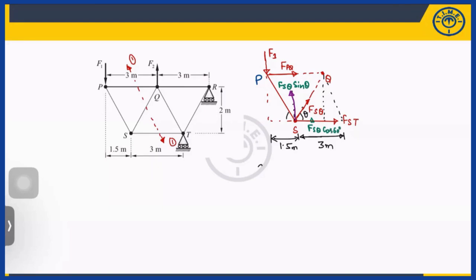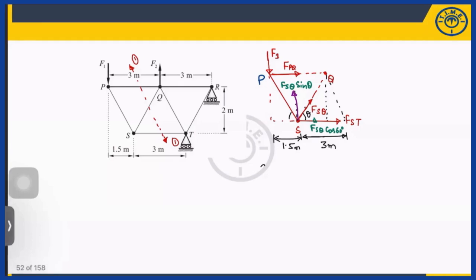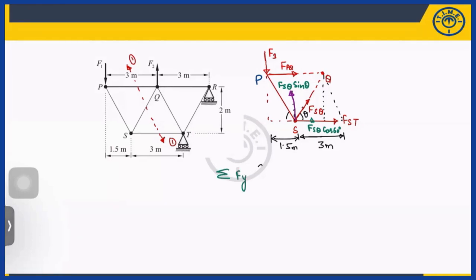Now what you will do, you just consider the equilibrium equation, which is nothing but summation of force in y direction is 0. What are the forces acting in y direction? One is the F1, another is the FSQ sine theta, okay, and FST, and these forces are in the horizontal. So right now I am writing the equation in y direction. So F1, which is negative because it is acting downward, plus F of SQ sine of theta is equal to 0. You have to calculate the force in SQ member only, no?